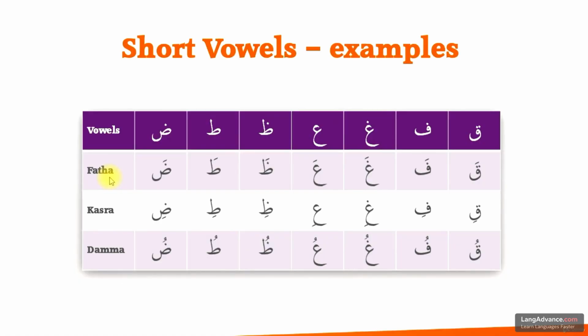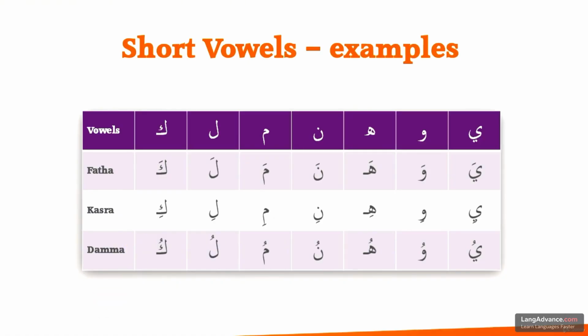Next, da, ta, dha, a, ra, fa, ka. For kasra: di, ti, dhi, i, ri, fi, ki. For dhamma, it's du, tu, dhu, ru, fu, ku.